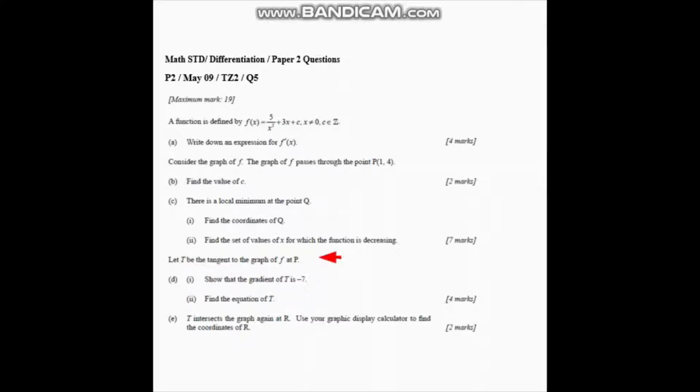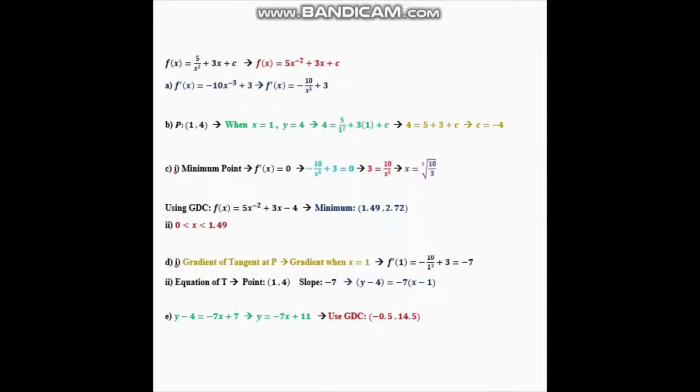Next, you are told that T is the tangent of the graph of f at P, and you want to show that the gradient of T is -7. So the gradient of the tangent at P is the gradient when x equals 1. So I simply substitute 1 instead of x in the blue equation right there in order to obtain f dash of 1. So -10 over 1 plus 3, which gives me -7. Hence the gradient is -7.